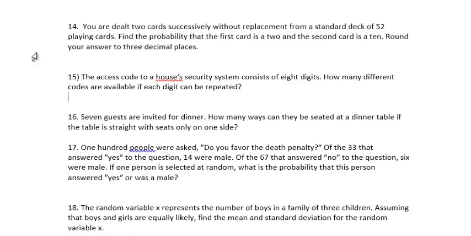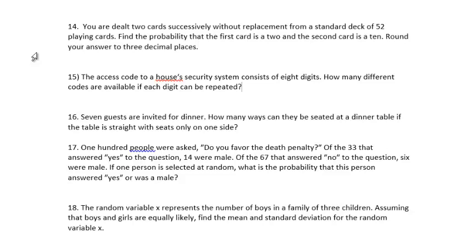Next question. The access code to a house security system consists of 8 digits. How many different codes are available if each digit can be repeated? So 8 consecutive, well, that's a pretty easy one, right? Because for each consecutive digit, there are 8 times in a row. How many digits are there? Well, it's 10 times 8.